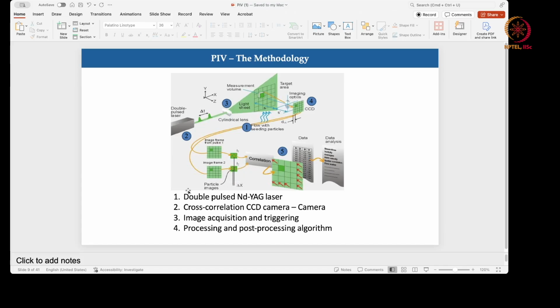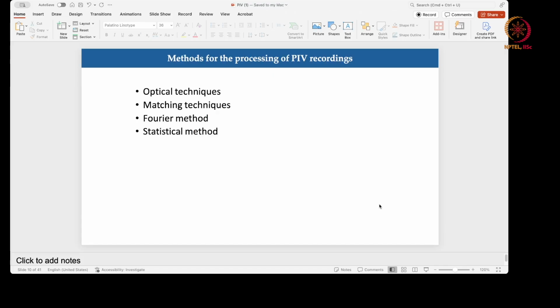So the idea is that it involves five steps. The first two are the hardware, and then the third step is triggering. Triggering is also very important because when the laser shines, the camera should be ready to take the image. Then you do processing and post-processing algorithms, and you can find out different things. Once you get the vector field, you can find vorticity, you can do averages, you can find streamlines, you can do lots of stuff. These things are already covered in detail, but this is a bird's eye view of what happens in a nutshell in PIV.